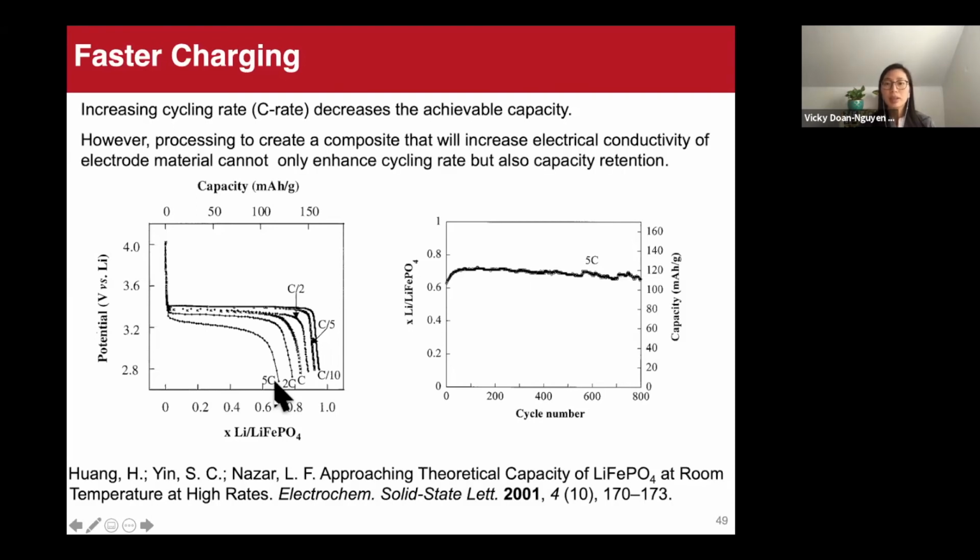This is extremely high. And you can see that the capacity that one can achieve is lower, and thus the energy density is lower. But what Linda Nazar's group has shown back in 2001 is that you can coat lithium iron phosphate with carbon grown in two different ways, and you can achieve high capacity, close to theoretical capacity, and at room temperature, right? So you can see here that this is quite high, and that can be maintained over 800 cycles.